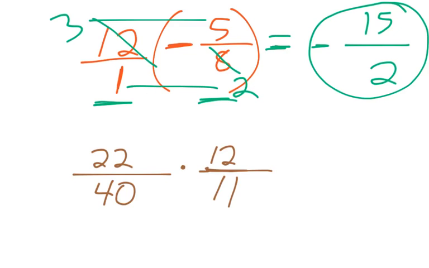Okay, so let's say we have 22 over 40 times 12 over 11. I like to check within each fraction first. 22 and 40 are both even, so 2 can go into both of those, and we get 11 here and 20 here. And we can simplify this fraction. So we tried each fraction.